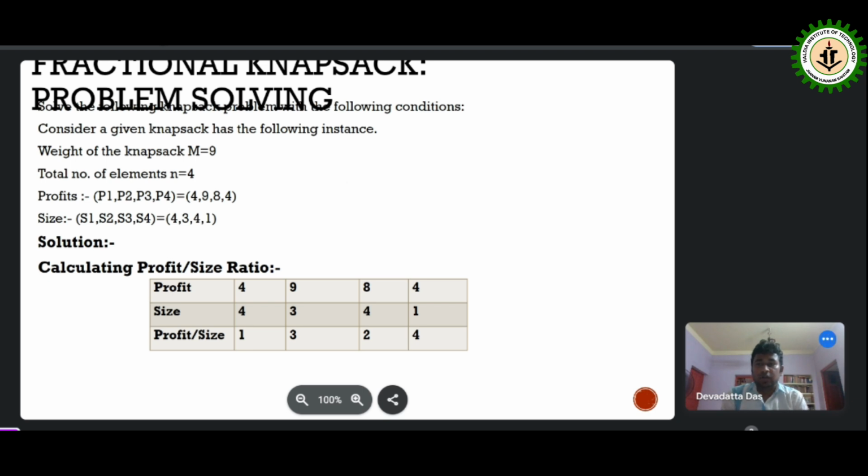Now we are solving a fractional knapsack problem, a mathematical problem. So here is the question. I'm given a knapsack with weight m equals 9, the total number of elements n equals 4, the profits p1 to p4 equal 4, 9, 8, 4, and the sizes s1 to s4 equal 4, 3, 4, 1. In this problem, at first, what do I do? I find the profit by size, the ratio of profit to size.